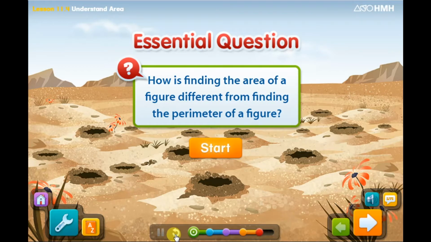And we spoke before about the perimeter is the outside distance around any figure or around any shape. So what is the difference between area and perimeter? Let's see.